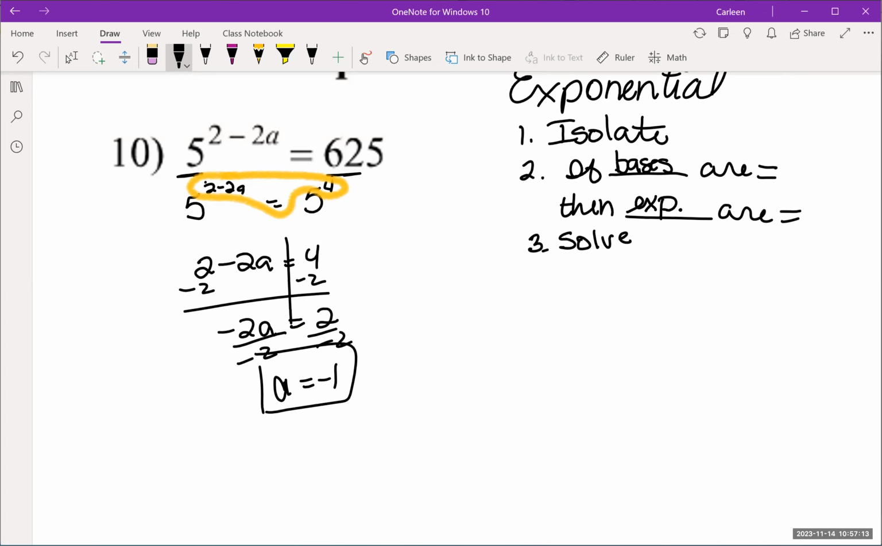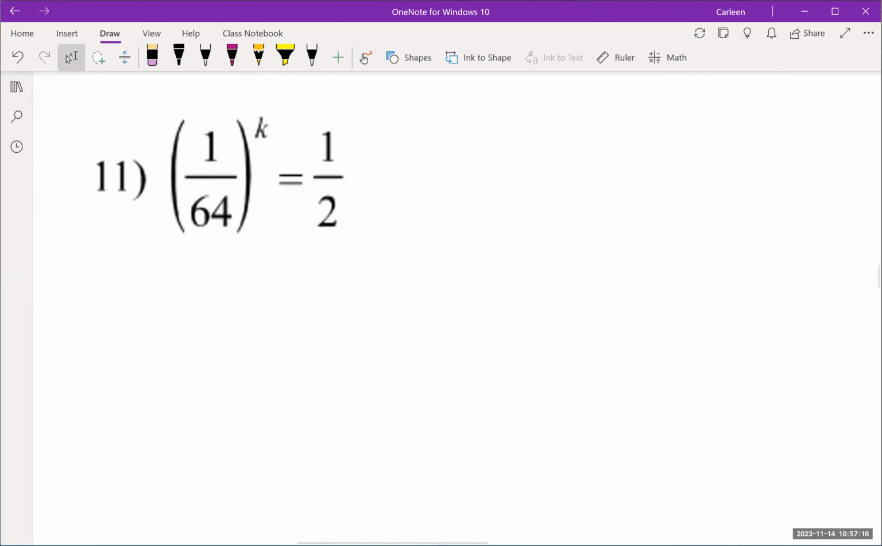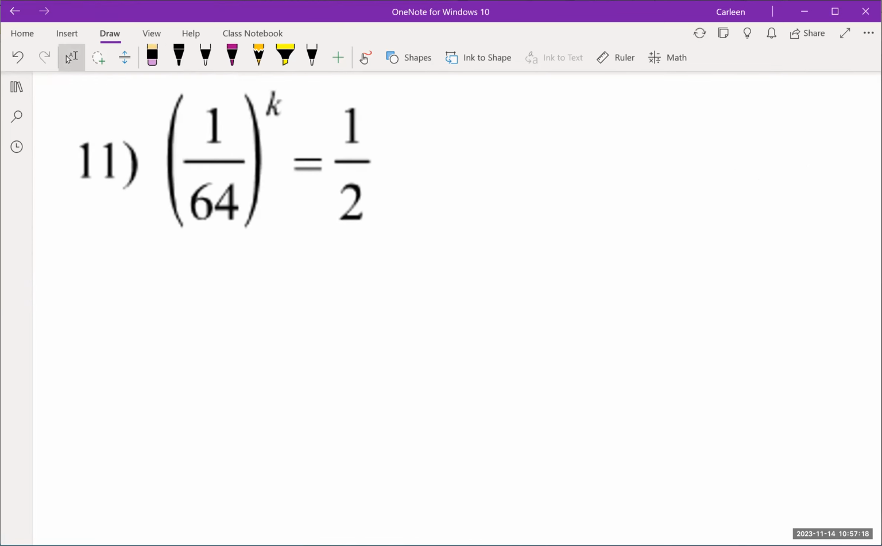Okay. Number 11. Now, personally, I don't like fractions. If I move the 64 to the top, what is that going to do to the exponent? It's going to make it negative. Yeah, do we see that? So we're going to say 64 to the negative k.